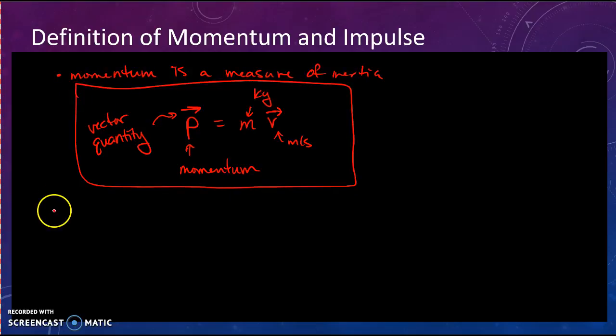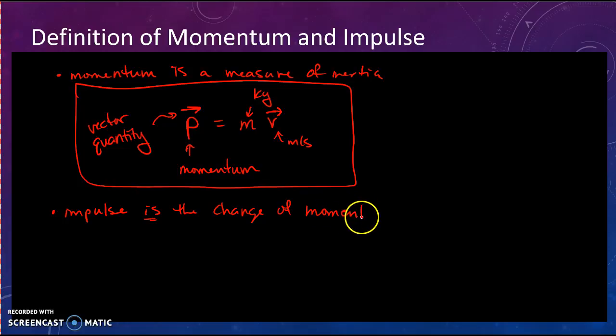Now, what is this thing called impulse? Impulse is the change in momentum of an object. So if the velocity of an object changes, and that could be a change in direction or a change in magnitude, then its momentum changes as well. And to do that, as we already learned, we have to exert a net external force, and that will change it.